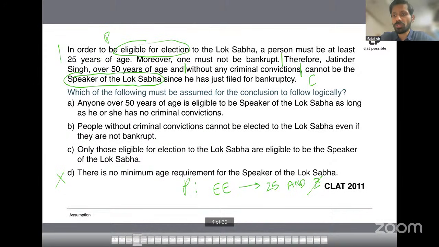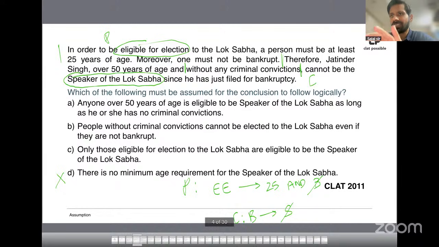Now, the conclusion talks about Jatinder Singh cannot be the speaker, right? Because he has filed for bankruptcy. Bankruptcy, cannot be the speaker. Speaker is S. Okay. Now, if I can bring this bankruptcy part in the premise, so this is the conclusion, right? This is the conclusion. So in the premise, if I can take the contrapositive, right?